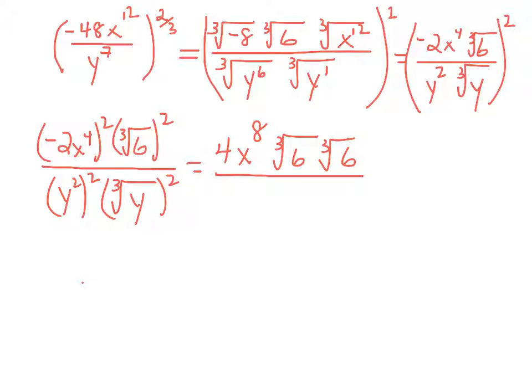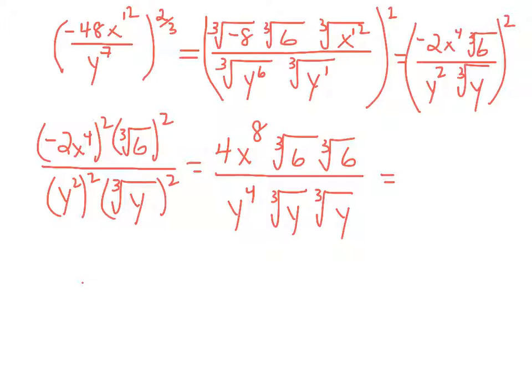All right, so let's look at y to the 2nd in the denominator. When I square that, that's y to the 4th. And then I'm going to do the same thing with the cube root of y. So I'm going to write the cube root of y times the cube root of y. Okay, almost done. And this is a really funky question, by the way.